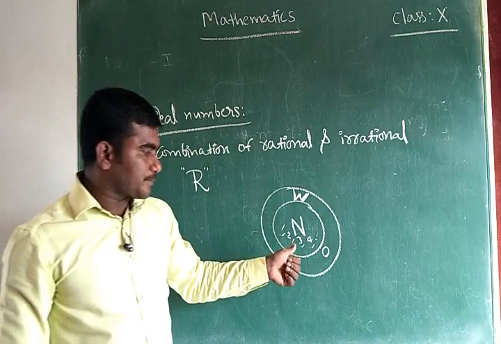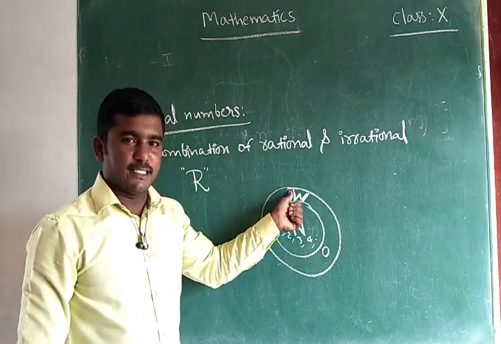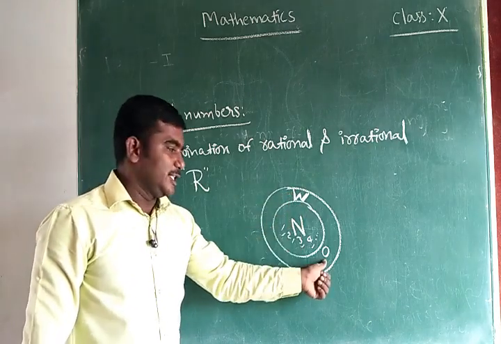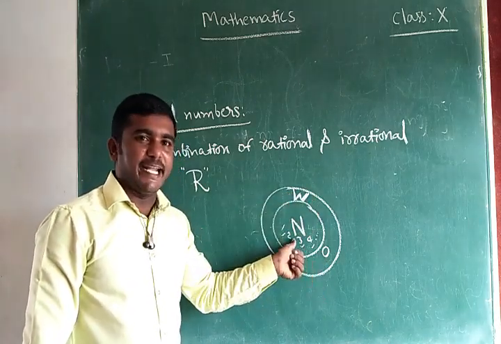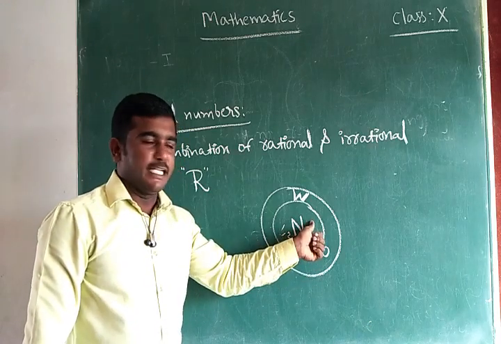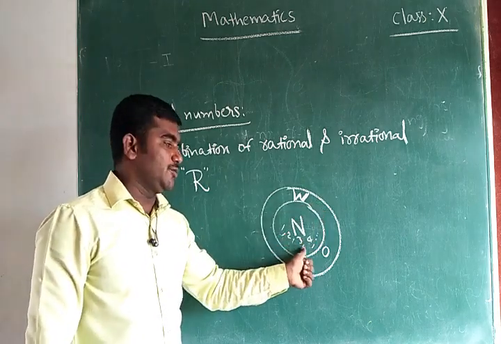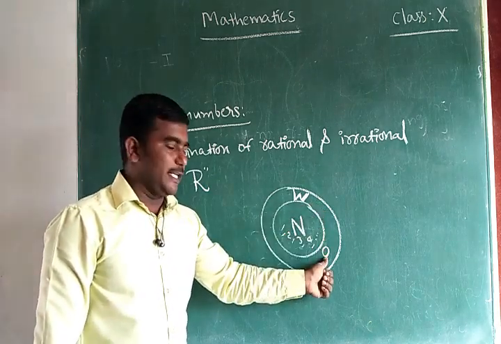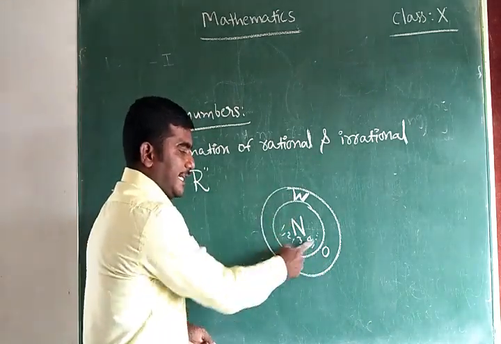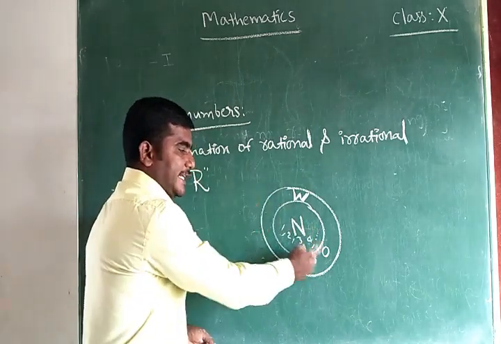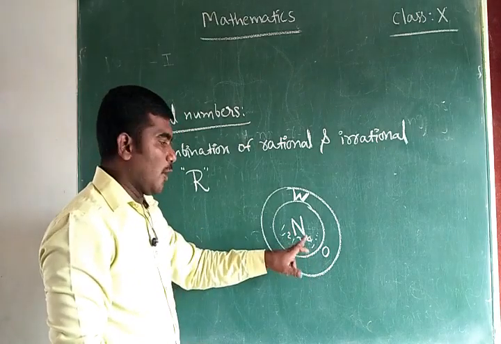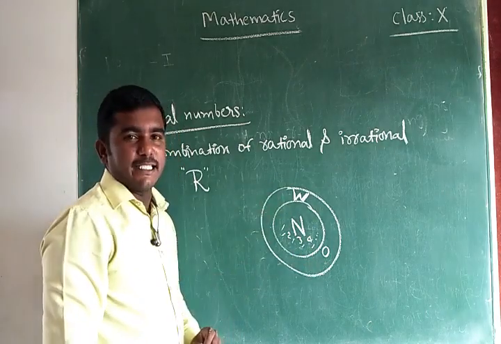See, all the natural numbers are whole numbers, but not all whole numbers are natural numbers, because 0 is a whole number but it is not a natural number. All the natural numbers 1, 2, 3, 4, 5 are also in whole numbers. For these circles, the small circle indicates the natural numbers. The big circle indicates the whole numbers. In the big circle, 0 is there and also the natural numbers are there. So all the natural numbers along with 0 are called whole numbers.